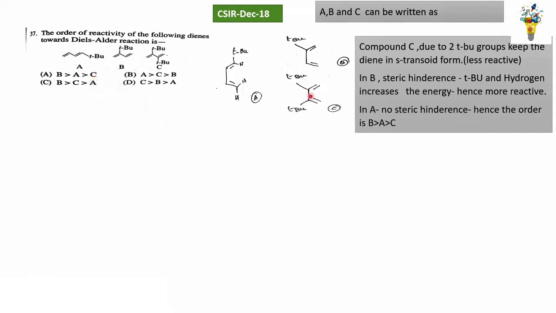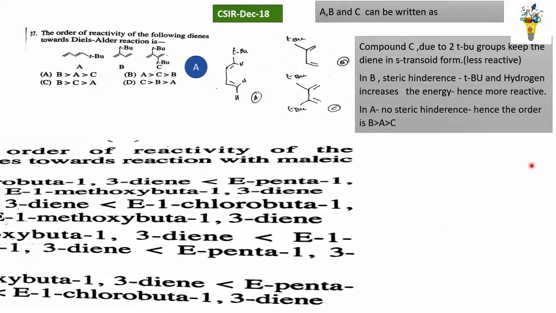Okay. Then about the compound B, on the second carbon it has some steric hindrance between tertiary butyl and the hydrogen atom. So the energy of this molecule is more. So it is more reactive. So energy increases, reactivity increases. So energy increases, less stable, more reactive. So B is more reactive. So B, then A, and C is the least reactive. Clear? Okay. So the answer is A. Next, there's a question.